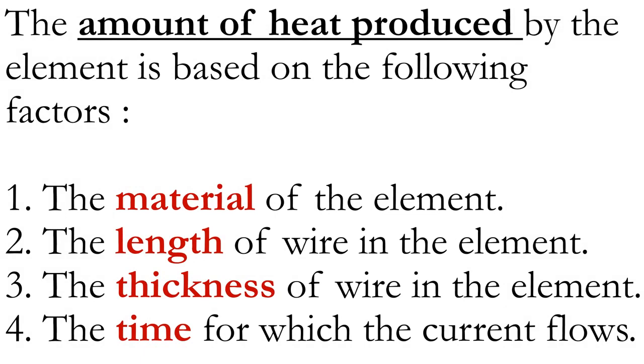The amount of heat produced by the element is based on the following factors. Number 1, the material of the element. Number 2, the length of the wire in the element. Number 3, the thickness of the wire in the element. Number 4, the time for which the current flows. All these factors are very important for choosing the type of element for a particular device.